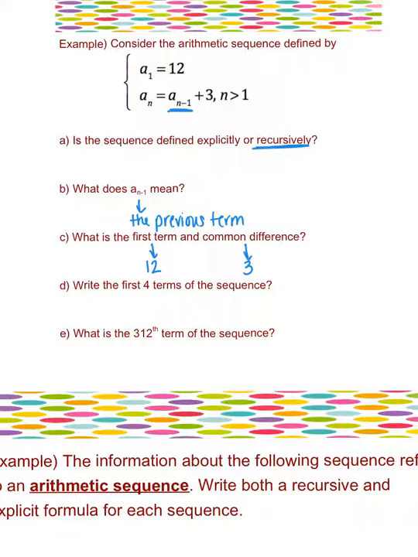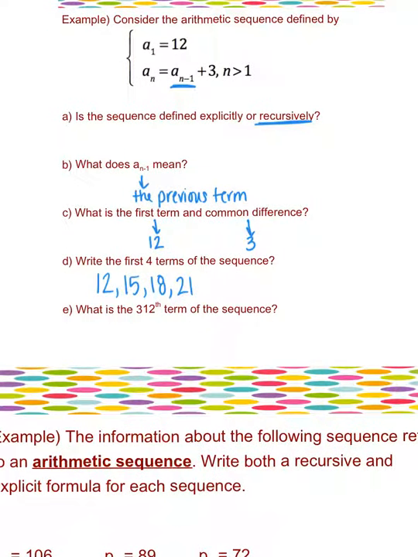So the first term is 12, and then they're increasing by 3 every single time. So the next term would be 15, then I would have an 18, and my fourth term would be a 21. Now the next question says, what would the 312th term be? And I certainly don't want to keep adding 312 times. So what I'm going to do is I'm going to find the explicit formula. So what I'm going to do is I'm going to use that linear function logic.